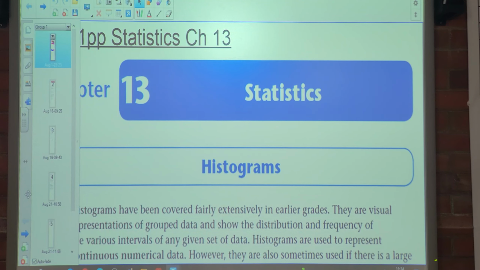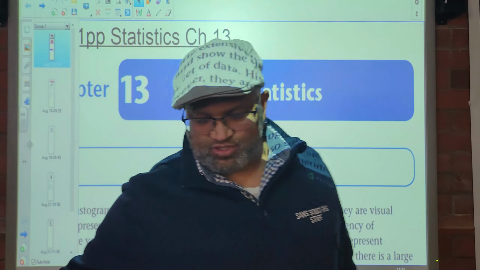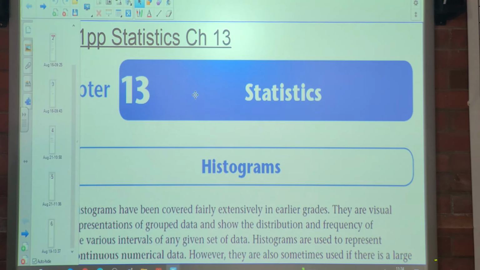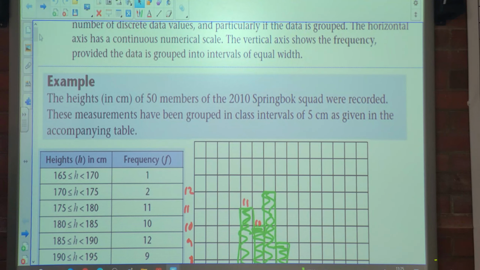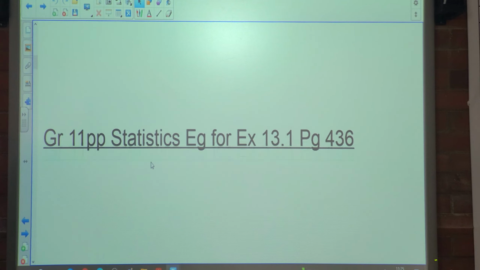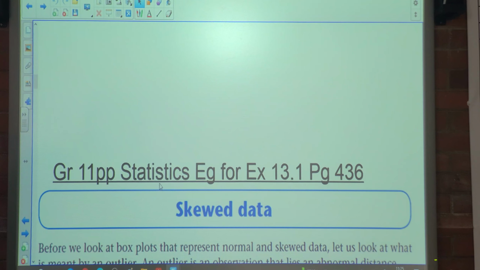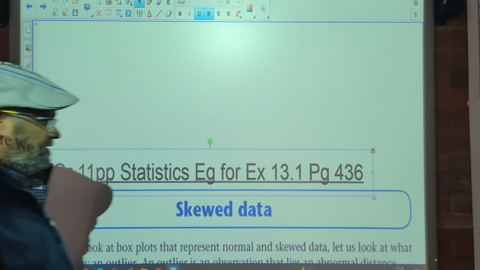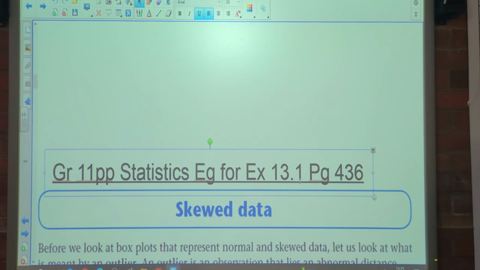Okay, good morning class. So today we're looking at statistics. Looking at the examples, exercise 13.2. And exercise 13.2 is on page 442. Is that where the exercise is?